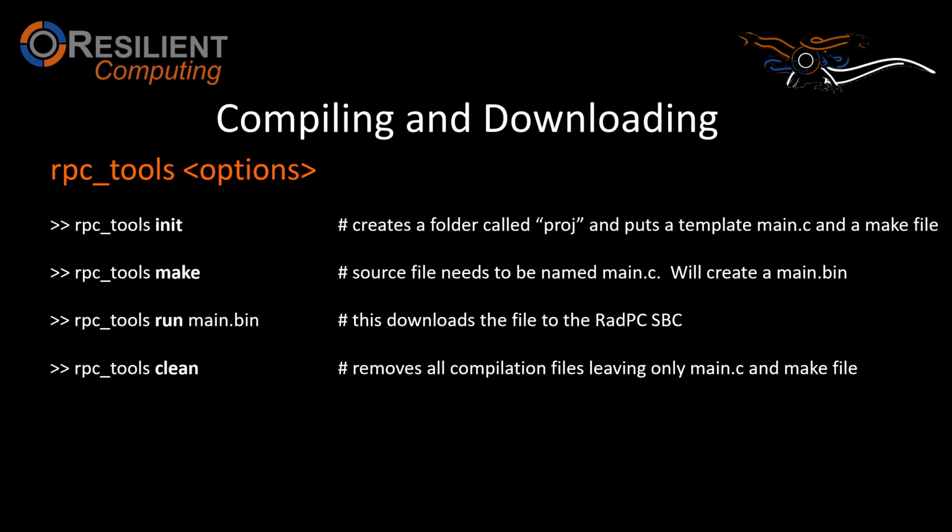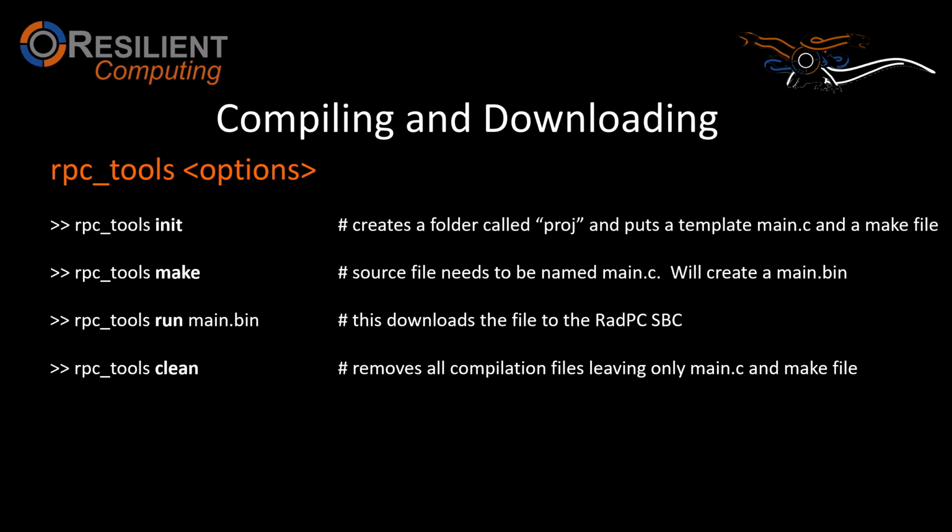The next one you're going to have is RPC_tools make, and make is essentially going to be the compile and the link command. So we have a makefile for each project, and it's going to call in the RISC-V compiler, but it's also going to pull in all of the RadPC header files and everything that we need in order to make this an executable that can run on the RadPC single board computer.